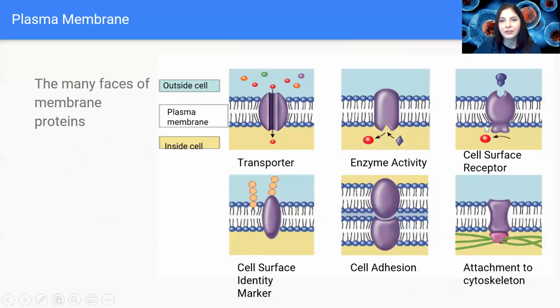So there are so many different examples of proteins and how they're integrated into that plasma membrane. We have transporter proteins. We have proteins that serve for enzymatic activities and functions. We have proteins that serve as cell surface signaling receptors that are actually going to receive signals that are transmitted throughout our body. We have different cell surface identity markers, and these are very important when we get into talking about the immune system and how cells recognize good versus bad, or antigens. We also have proteins that function for cell adhesion and attachment to the cytoskeleton to serve for structure.